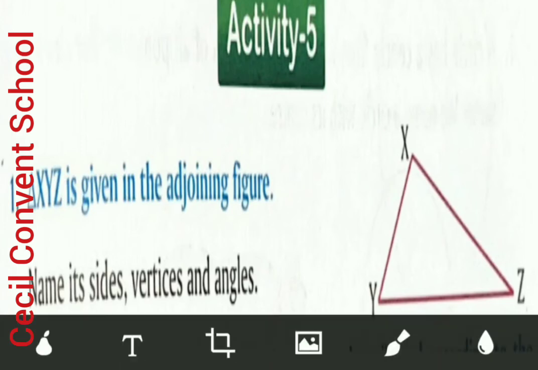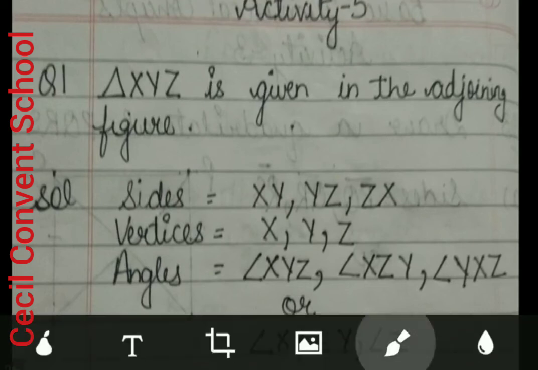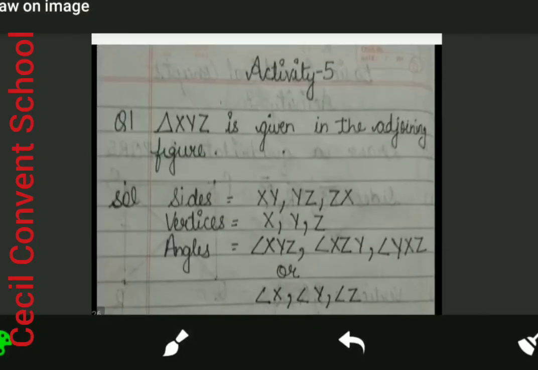Activity 5 first question is triangle XYZ is given. See, this one triangle is given. You have to name its sides, vertices and angles. Now students, write down in your copy activity 5 and solution of question number 1. See how we do. In this manner we do this one question. Sides you know: XY, YZ, ZX, means lines we call sides. Vertices you know, corners. So X, Y, Z. Clear? Angles I told you, you can write in 2 ways.